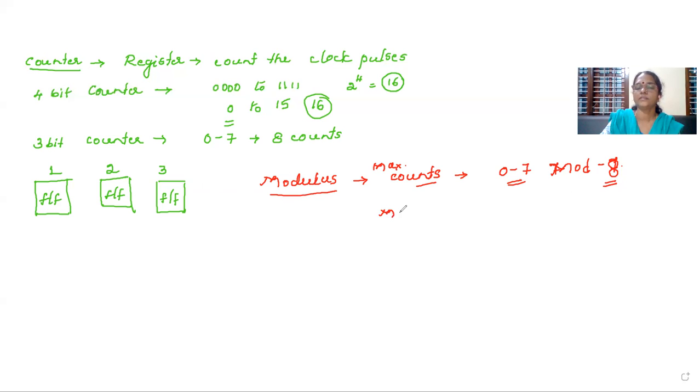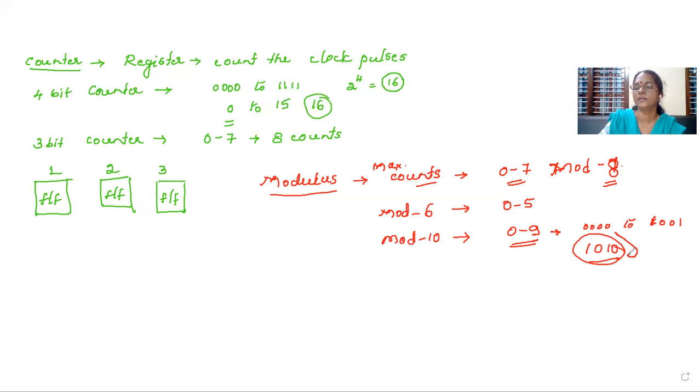If it is a mod 6 counter, then it can count from 0 to 5. If it is a mod 10 counter, then it counts from 0 to 9. That's it. Binary numbers 0 to 9 can be counted using mod 10. It can count from 0000, and the output of the counter will go up to 1001. When the next count comes, 1010, that is 10, it has to be reset again to 0. This is the concept of modulus.